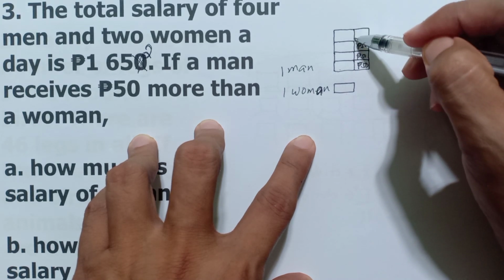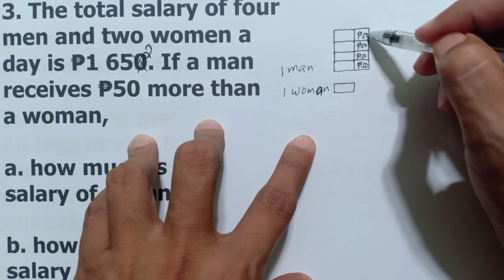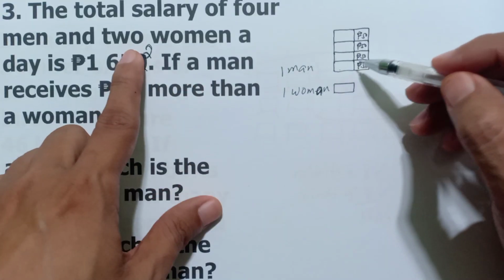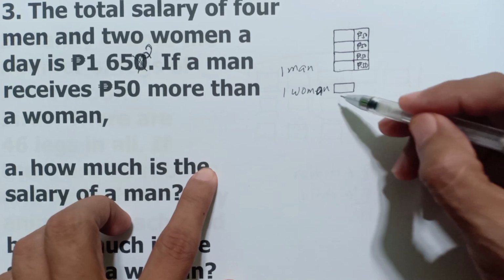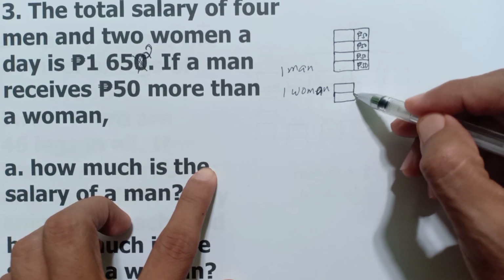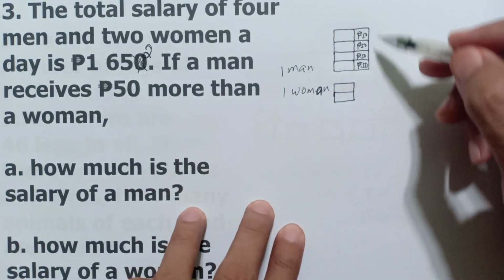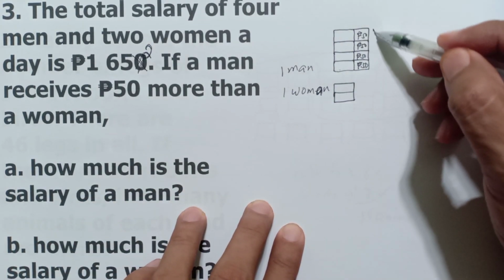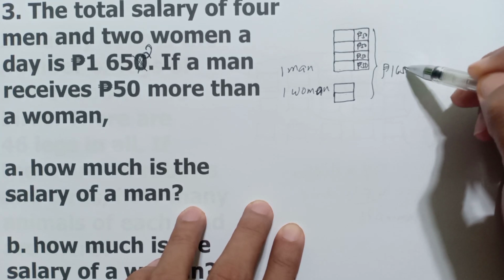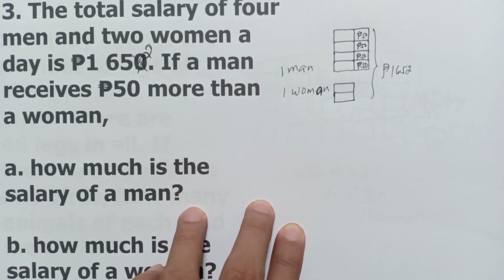Correct? There. So this is 50 pesos. So we have 4 men now. Then we have 2 women. So let's add 1 more here to have 2 women. So assuming these blocks are equal. Now again, if we add all these, their total salary is 1,652 pesos. Okay? Can you follow?